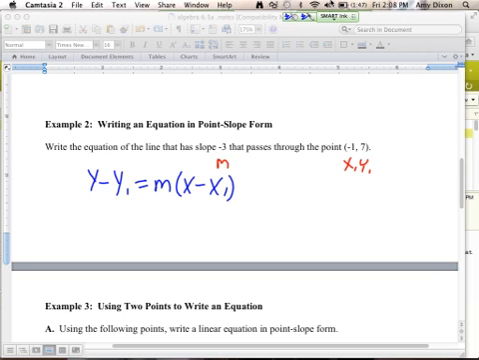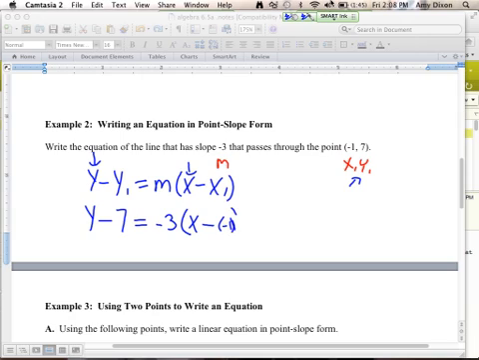Now, I need to caution you. Never do we plug anything in for x and y. Those remain x and y no matter what. We're just going to plug in for m, x1, and y1. So y is going to remain y. We're going to have y minus y1. y1 is 7. We pull it right here. So y minus 7 equals m, and we're going to put our slope in, which is -3. And then we're going to have x minus x1, which is -1.